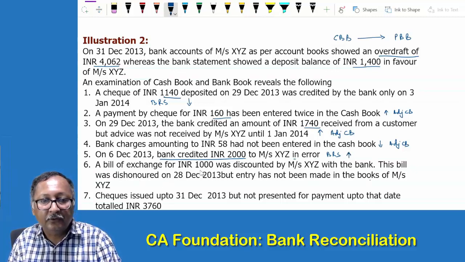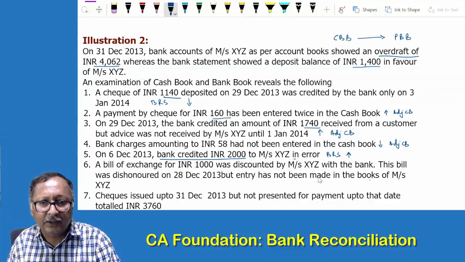Sixth, a bill of exchange of rupees 1000 was discounted by Mrs. XYZ with the bank. The 1000 rupees was discounted. The discounting entry was made by the party. The bill was dishonored on 28th December.